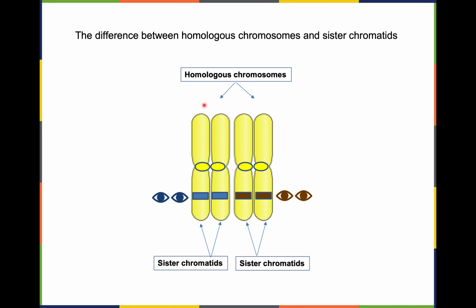But this chromatid that is attached to this other chromatid through the centromere is a sister chromatid. So these two are identical. Sister chromatids, homologous chromosomes.